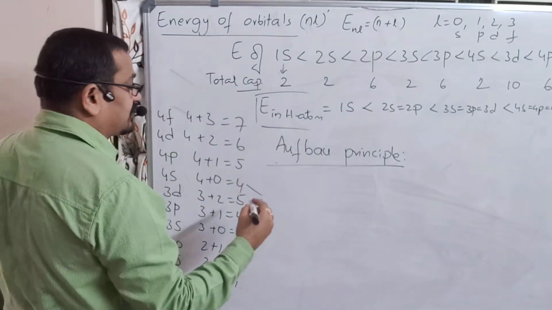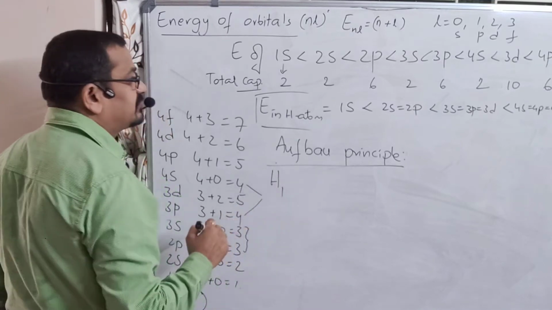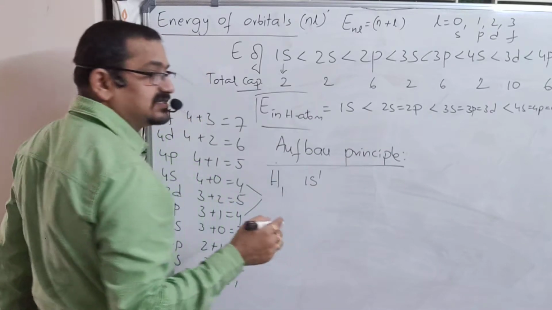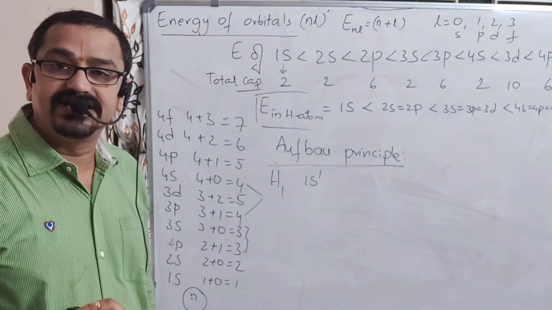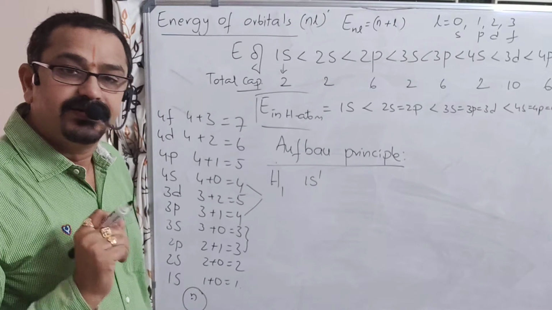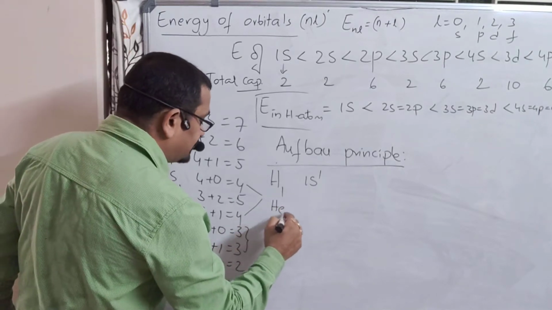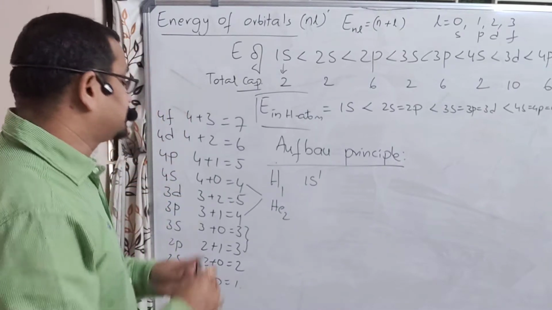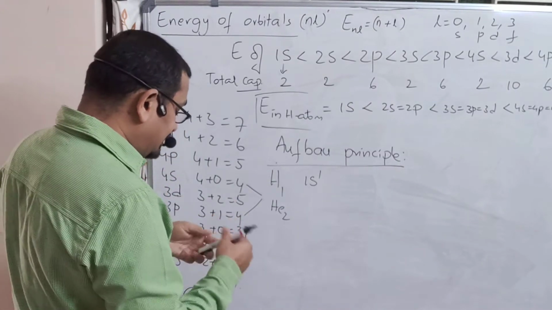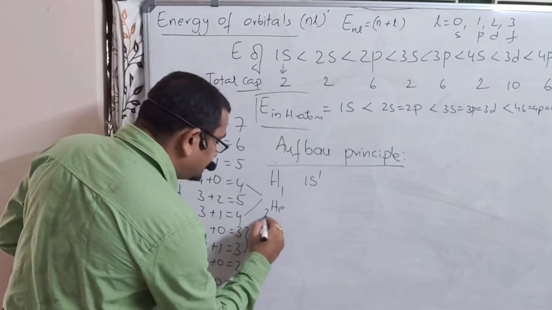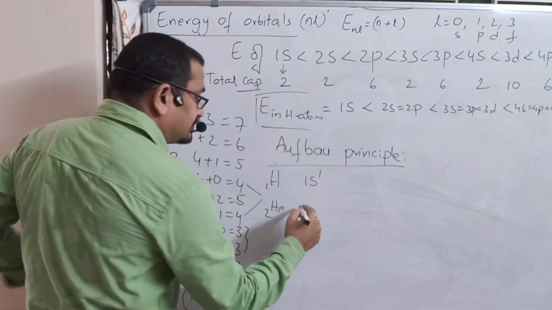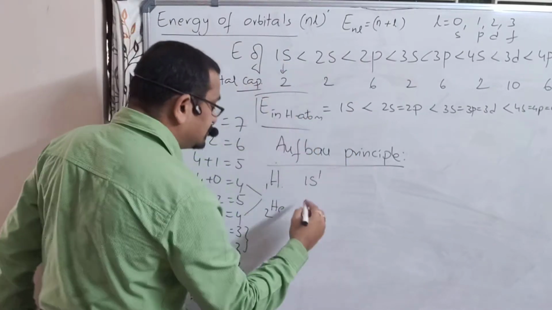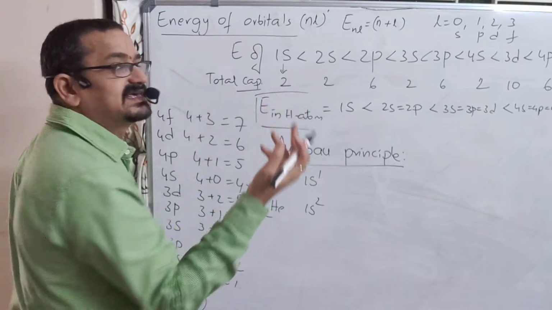Suppose hydrogen is considered, whose atomic number is 1. The electron will enter the first least energy orbital, that is 1s. So its configuration can be given as 1s1. Suppose helium, whose atomic number is 2. 2 electrons must be filled. Again start from the least energy orbital, 1s2, because s can be filled with a maximum of 2 electrons.